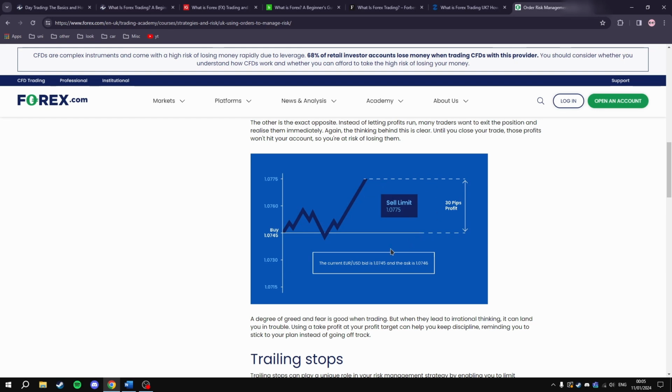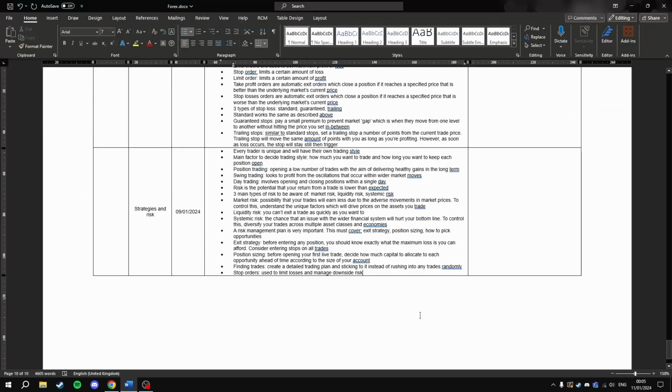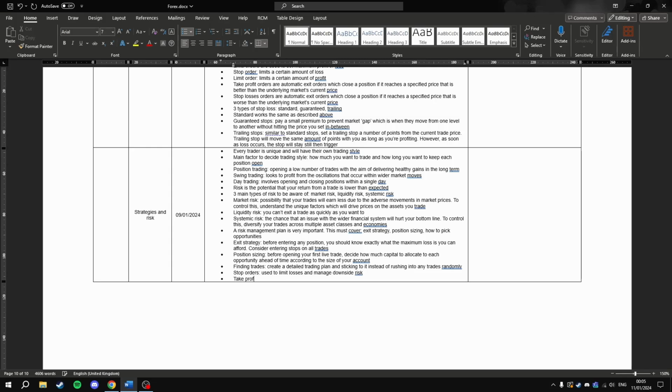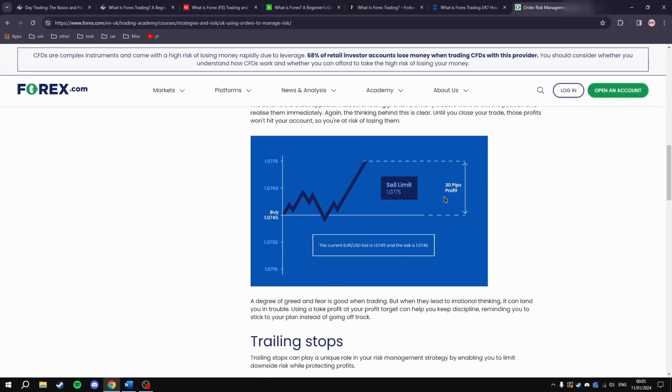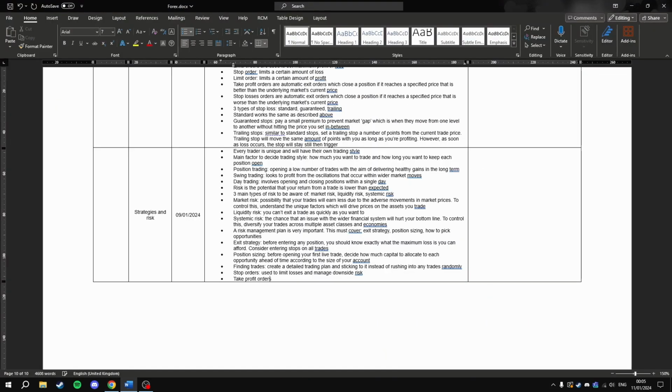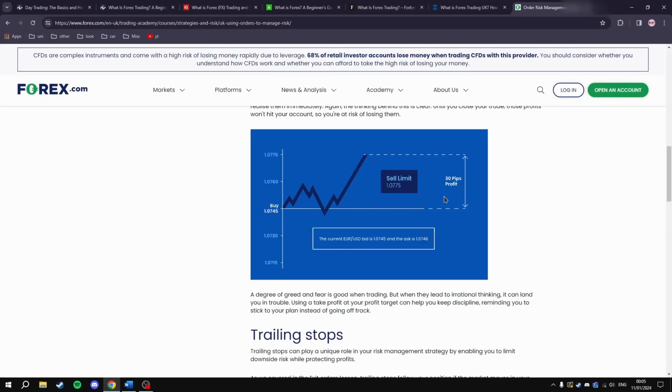Buy, sell limit 30 pips. A degree of greed and fear is good when trading, but when they lead to irrational thinking, it can land you in trouble. Using a take profit at your profit target can help you keep discipline, reminding you to stick to your plan instead of going off track.